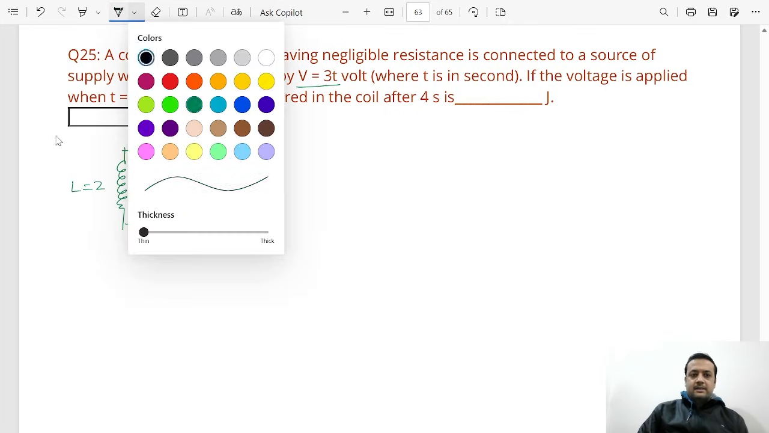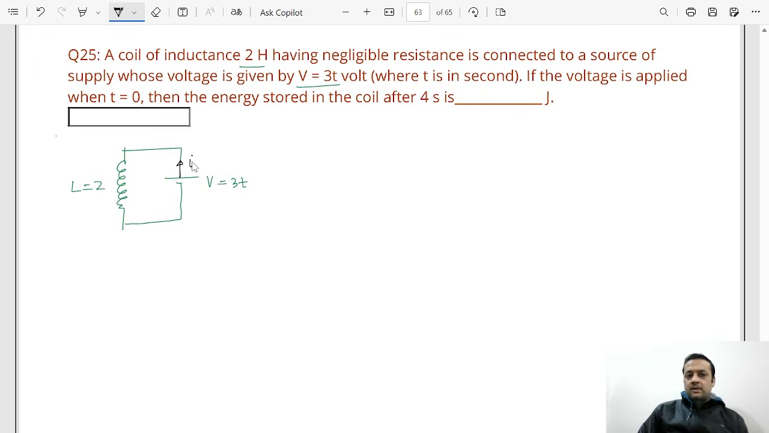Okay, so let us say that this is the current flowing. If I use Kirchhoff's law, you can say the voltage rise, that means 3t rise, minus L di by dt, the drop across the inductor. You know that when you cross the inductor, there's a drop of L di by dt. That should be 0 because the overall loop has been completed. So from here, 3t dt will be L di. Now you can integrate this equation.